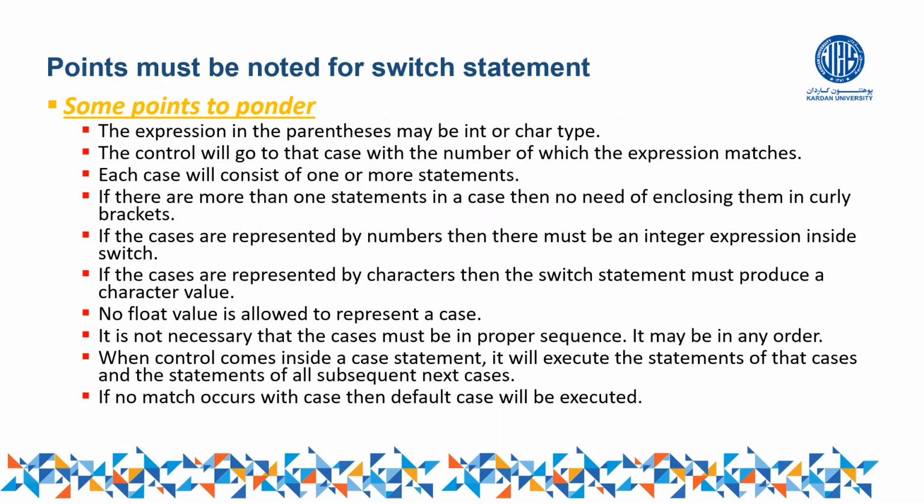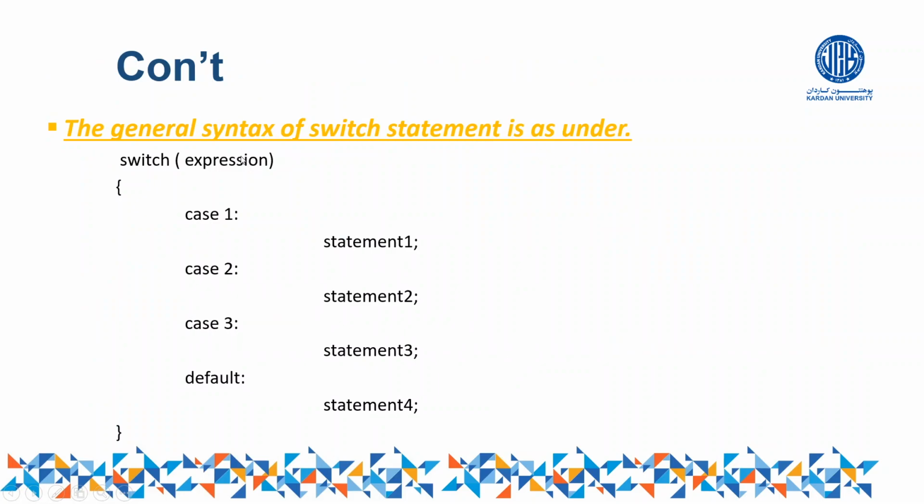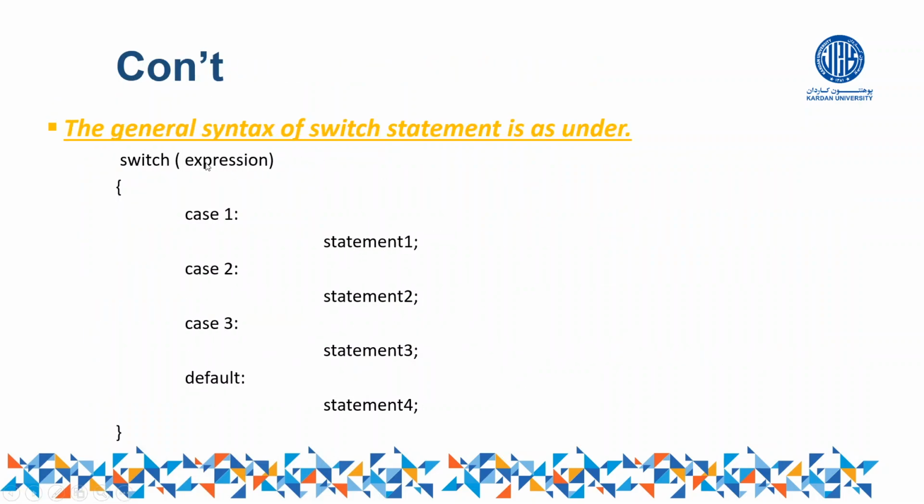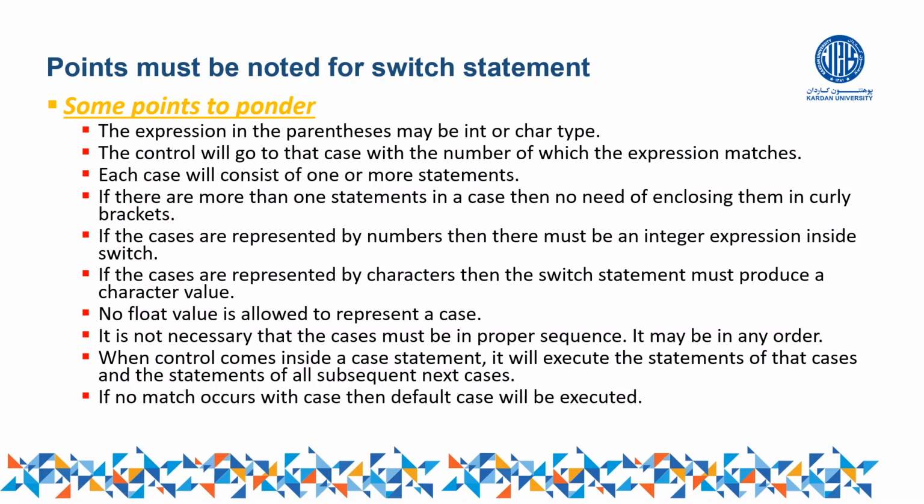So let's try to look at some of the points. Here, point number 1 says that the expression in the parenthesis may be int or char type. We're talking about this expression, it may be of integer type, it may be of char type. You cannot use float here. The control will go to that case with the number of which the expression matches. As I told you, if any of these cases is matched, the control will directly move to that particular case. Each case will consist of one or more statements.